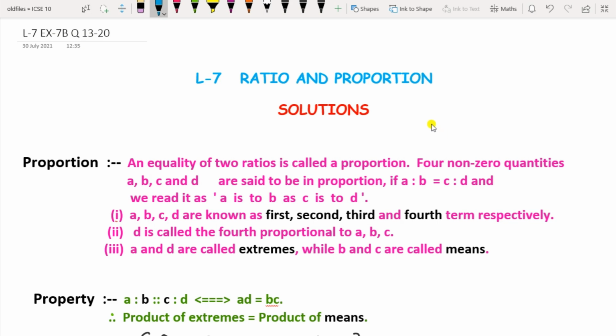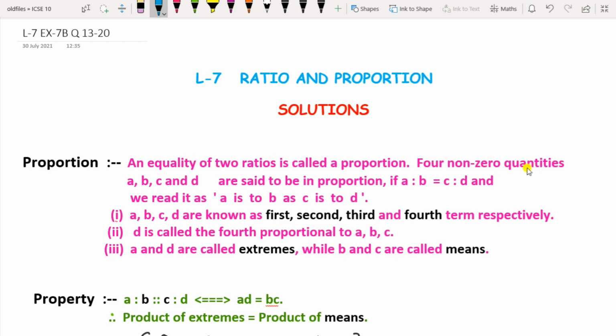Now from question 13 onwards we are going to solve problems based on proportion and continued proportion using the K method, where K is any constant. So let us see some of the definitions here. This is proportion. An equality of two ratios is called a proportion.